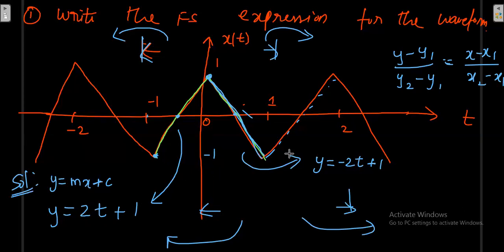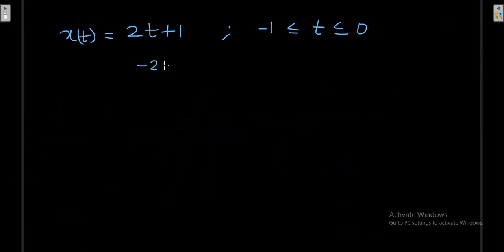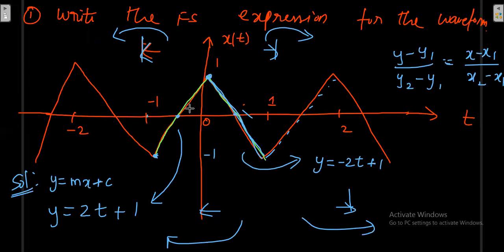So now we got the mathematical expression. That we will write here now. x of t is equal to 2t plus 1 when t varies from -1 to 0. Again, this is -2t plus 1 when t varies from 0 to 1. So this is the mathematical expression of the given triangular signal. Now please note down, this triangular signal is an even signal. If you observe carefully, that means when you take the mirror image with respect to the y-axis, you'll get the same signal. So that's why this triangular signal is an even signal.